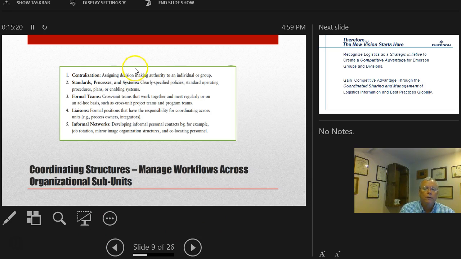Okay, so again, when we're coordinating structures, which we do in the matrix type organizations, we're talking about standards, processes, and systems, formal teams, liaison, and informal networks. A lot of these folks will work across. They'll call each other and work with each other. And in the case that I was involved in, there was no structure to allow that to happen. And what we did was create that structure, which is what you're going to see now.